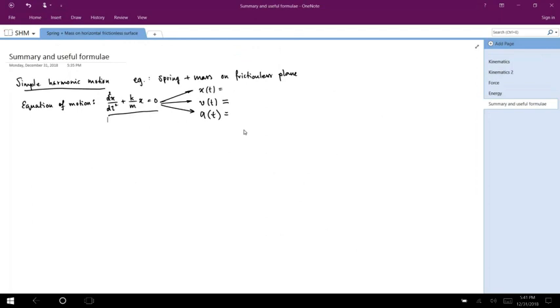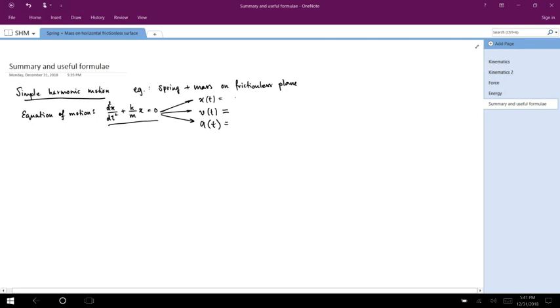So let's summarize what we have done so far. We are studying simple harmonic motion. Our example is a spring plus mass on a frictionless plane. The equation of motion is d²x/dt² + (k/m)x = 0. And this leads us to find a solution: x as a function of t is equal to A sin(ωt + δ).